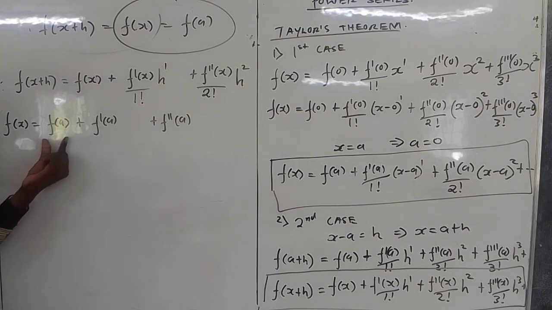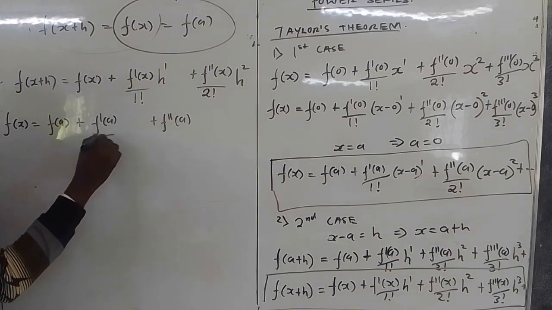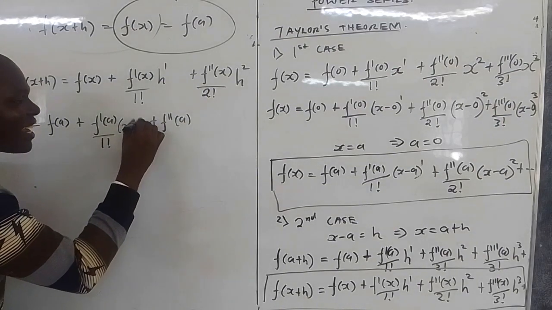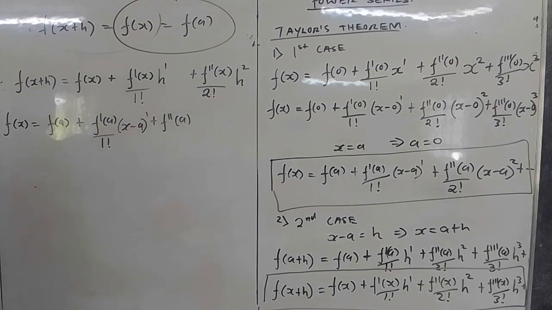Then you know this is 0 factorial, everything is silent here. So when it is f prime, it means it is over 1 factorial. And when I'm dealing with f of a, that is ascending powers of x minus a. Meaning here I have x minus a raised to power 1. Now you see the concept?